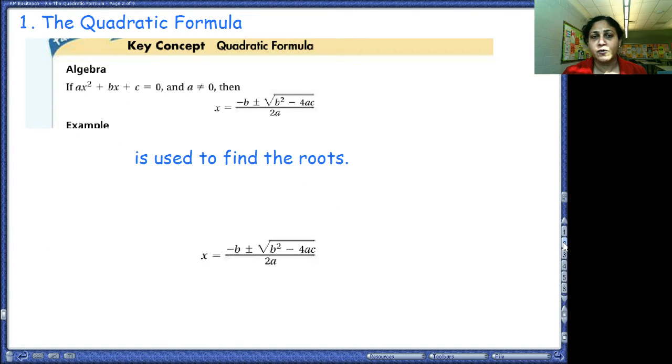So what is the quadratic formula? In algebra, if ax squared plus bx plus c is equal to 0, then you can find the roots by using the quadratic formula. And the formula says x is equal to negative b plus or minus square root of, and this entire thing is inside the square root, b squared minus 4ac, over 2a.